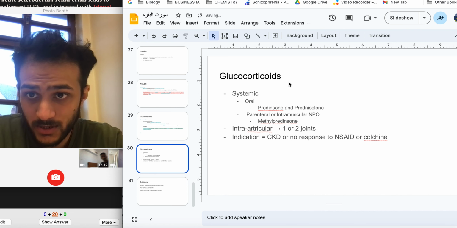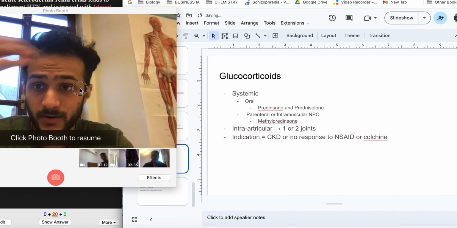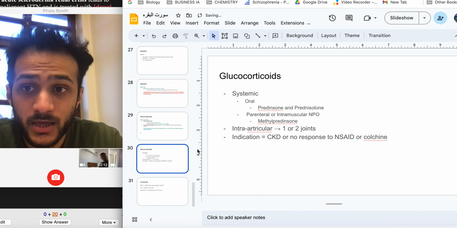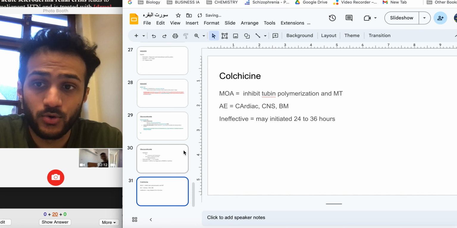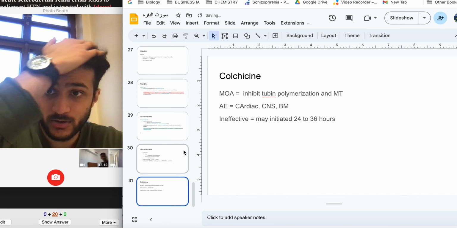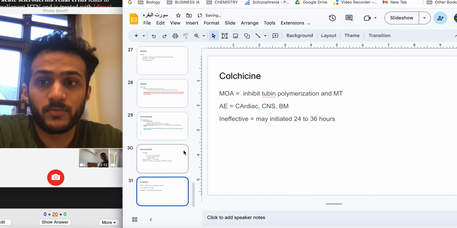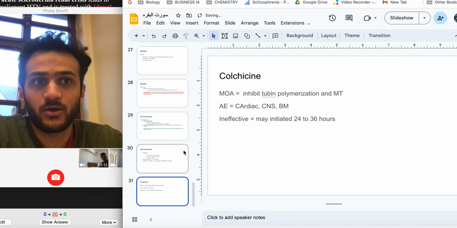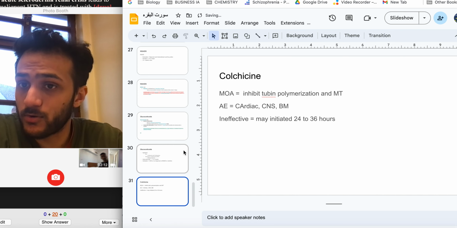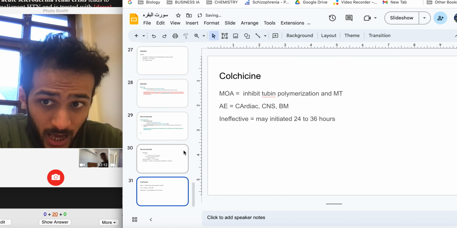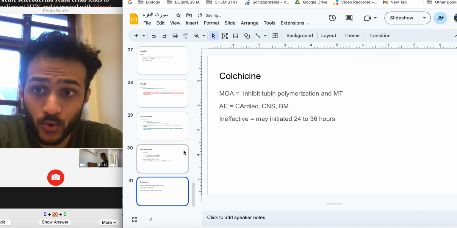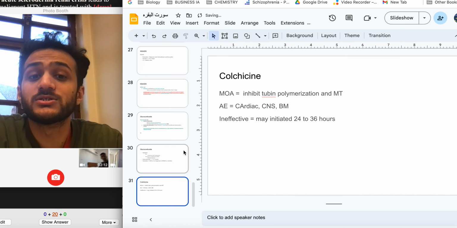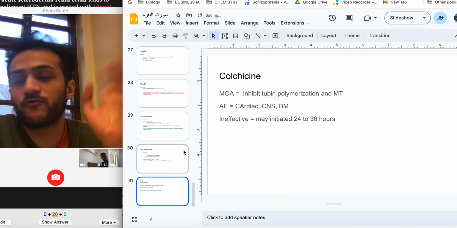The next thing to mention is colchicine. The mechanism of action is that it inhibits tubulin polymerization, microtubule polymerization. Adverse effects are that it can cause cardiotoxicity, CNS toxicity, and bone marrow depression, and it's quite ineffective if, for instance, it's initiated after 24 to 36 hours.